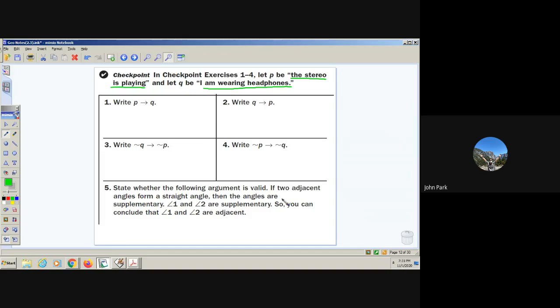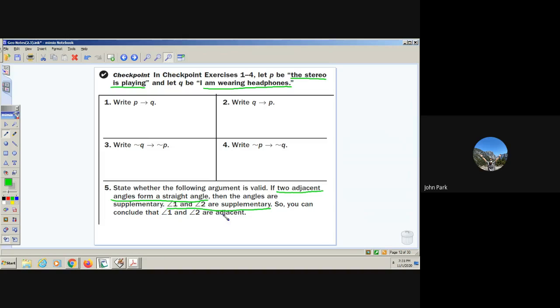Now, number 5, here is the if part. So that's the P: if two adjacent angles form a straight angle, right? And then the angles are supplementary. So that's the Q, that's the conclusion. So I have to tell you something about two adjacent angles forming a straight angle, right? But with this one, notice I'm telling you first that 1 and 2 are supplementary. So I'm not telling you information about the hypothesis. I'm actually telling you information about the conclusion.